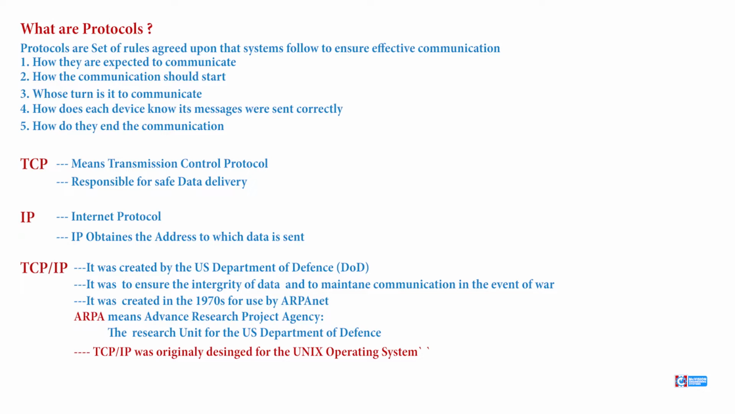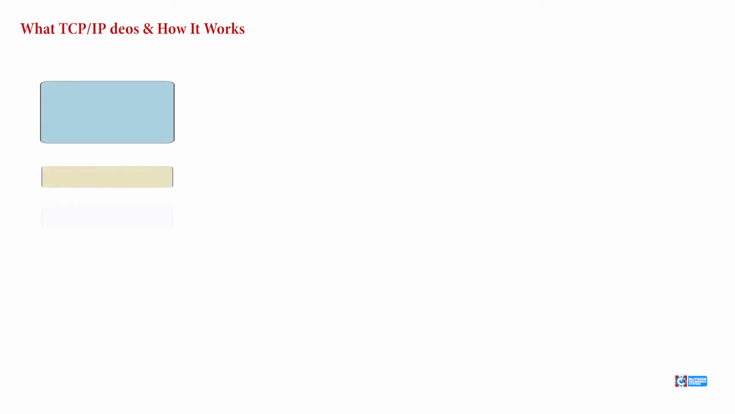Now, let's see what TCP/IP does exactly and how it works. TCP/IP divides the different communications tasks into layers. Each layer has a different function. Data goes through 4 individual layers before it is received on the other end. At the receiving end, TCP/IP then goes through these layers in the reverse order to reassemble the data and to present it to the user.